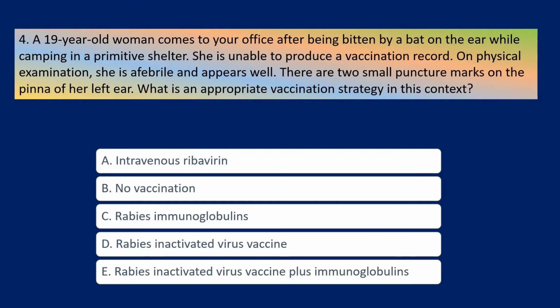A. Intravenous ribavirin. B. No vaccination. C. Rabies immunoglobulin. D. Rabies inactivated virus vaccine, or E. Rabies inactivated virus vaccine plus immunoglobulins. So which should be the answer?